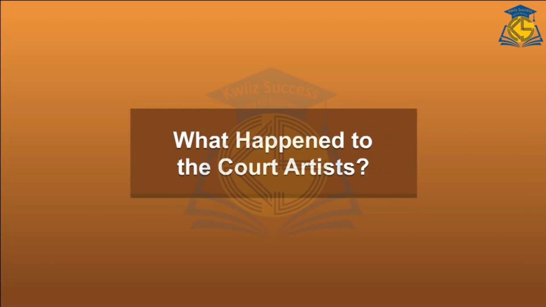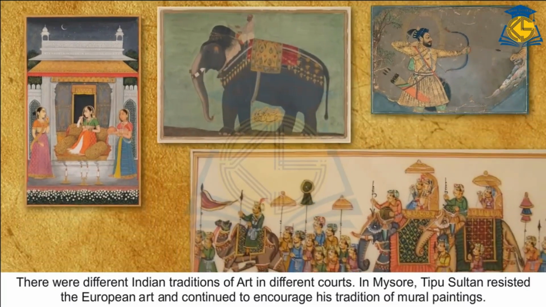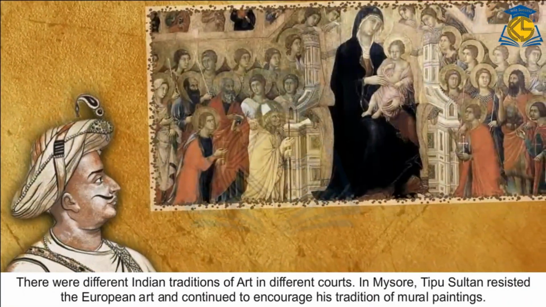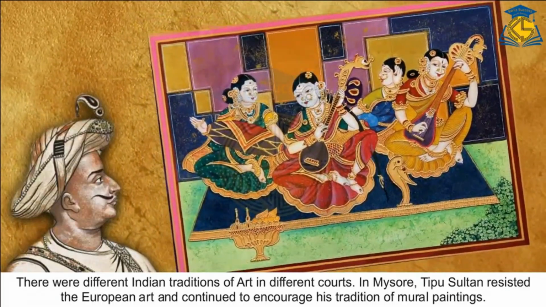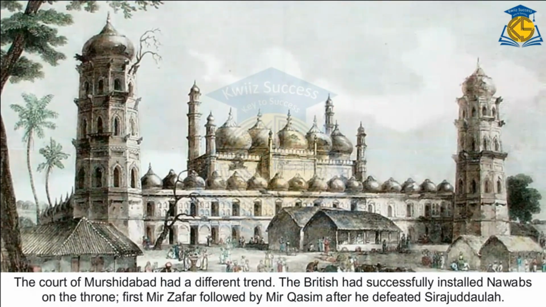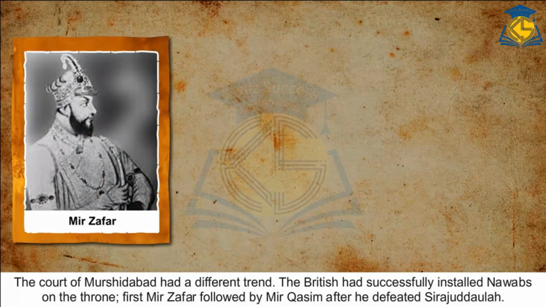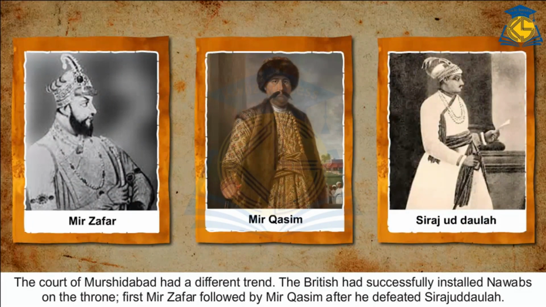What happened to the court artists? There were different Indian traditions of art in different courts. In Mysore, Tipu Sultan resisted European art and continued to encourage his tradition of mural paintings. The court of Murshidabad had a different trend. The British had successfully installed Nawabs on the throne, first Mir Jafar, followed by Mir Qasim after he defeated Sirajuddaulah.